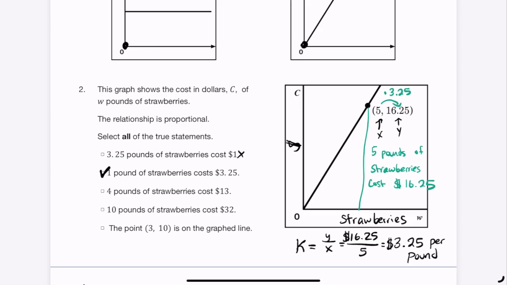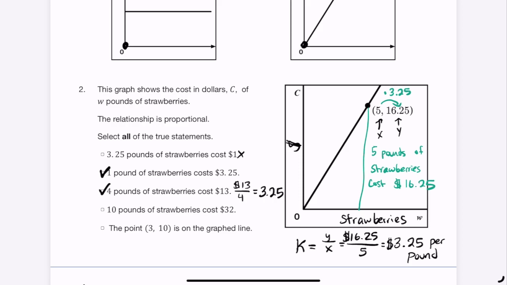Then we can keep going. If it's a constant of proportionality, we know that if 4 pounds of strawberries cost $13, then when we do $13 divided by 4, if this were true in this proportional relationship, we would get the same number, 3.25. That's correct. If you do 13 divided by 4, you get 3.25, so that's also going to be true.